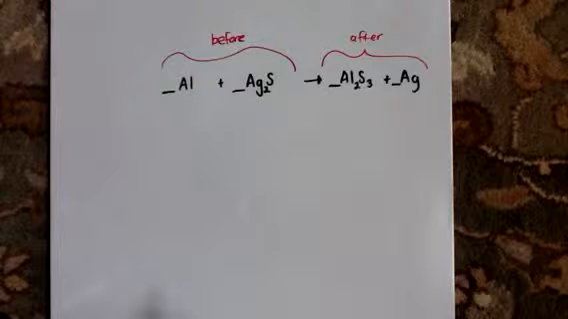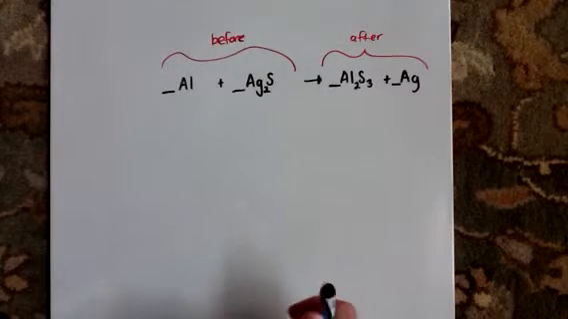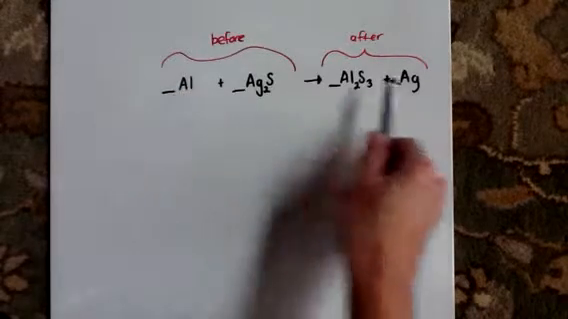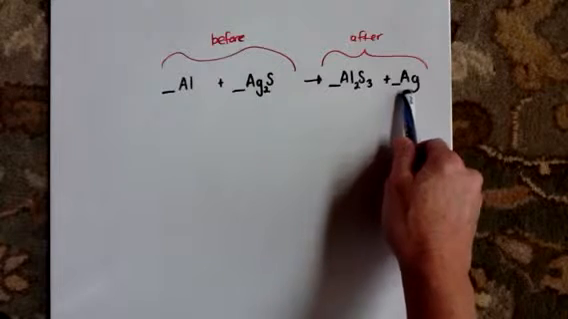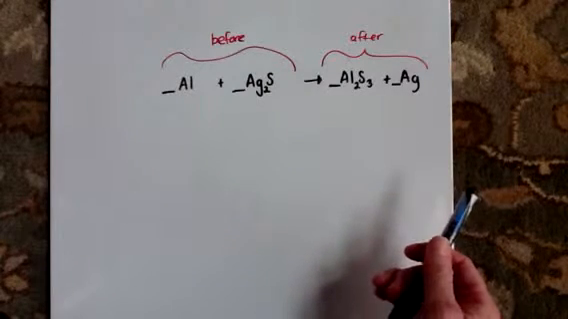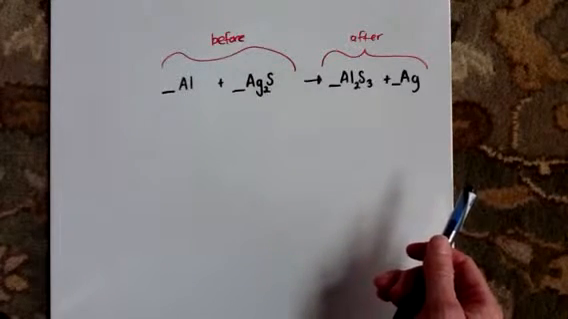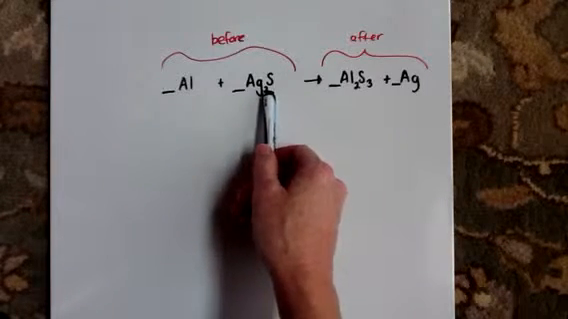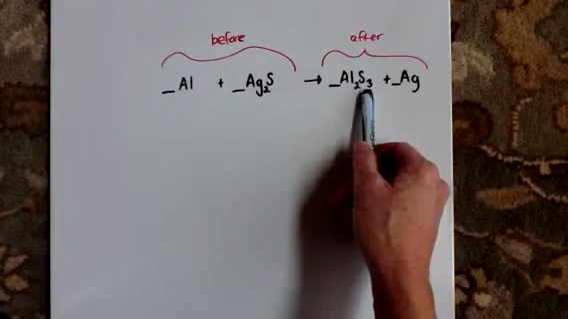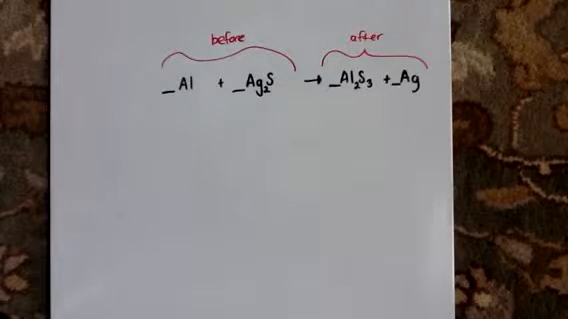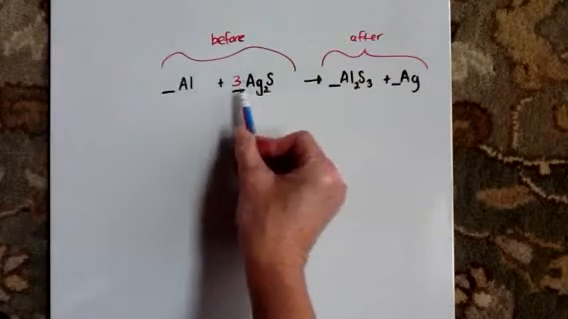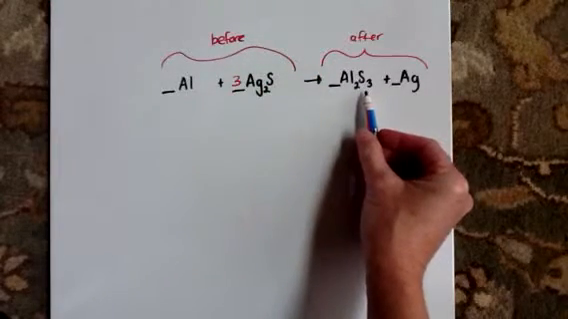Before you start, you should look at what you have and look for elements that are by themselves somewhere. You see how aluminum is by itself here and silver is by itself there. Those are good elements to save for last. Let's do our other element first. We have sulfur. It's the only other one we have. There's 1 sulfur before and 3 sulfurs after. So we add a coefficient to make it so that now we had 3 sulfurs before and 3 sulfur atoms after.